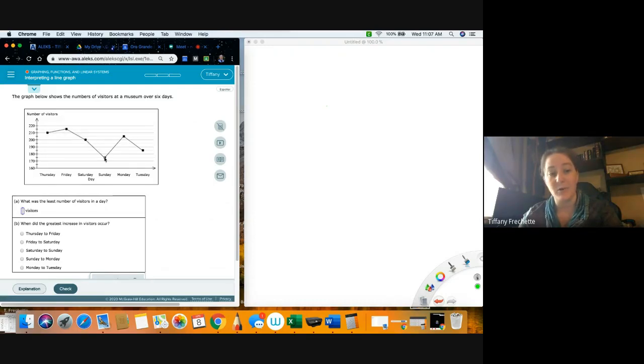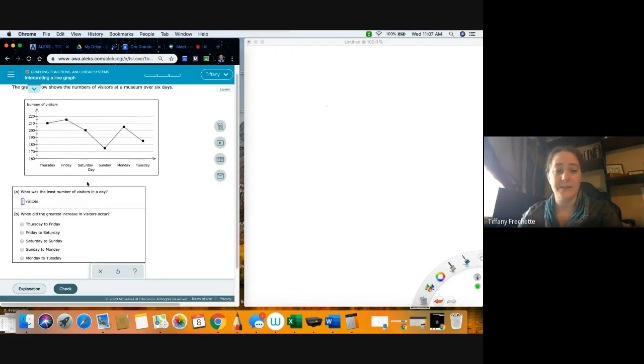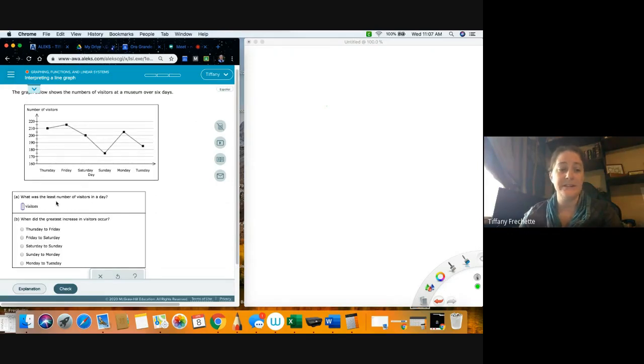It goes down quite a bit more, goes up pretty sharply, but then it drops back down again. All right, so what are they asking us to do? What was the least number of visitors in a day? So least number, I want to go to the bottom, the farthest dot to the bottom I can get to for least. If it said greatest, we'd go to the top, but it says least.